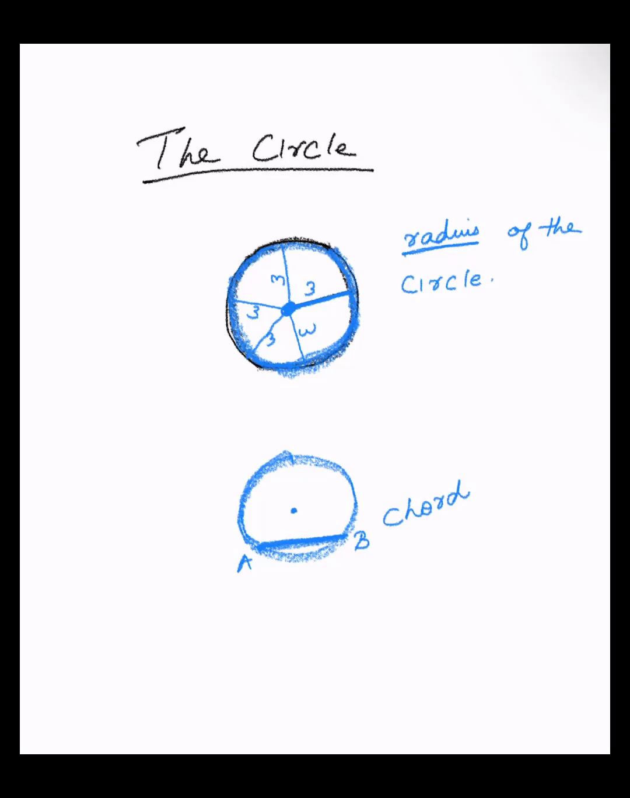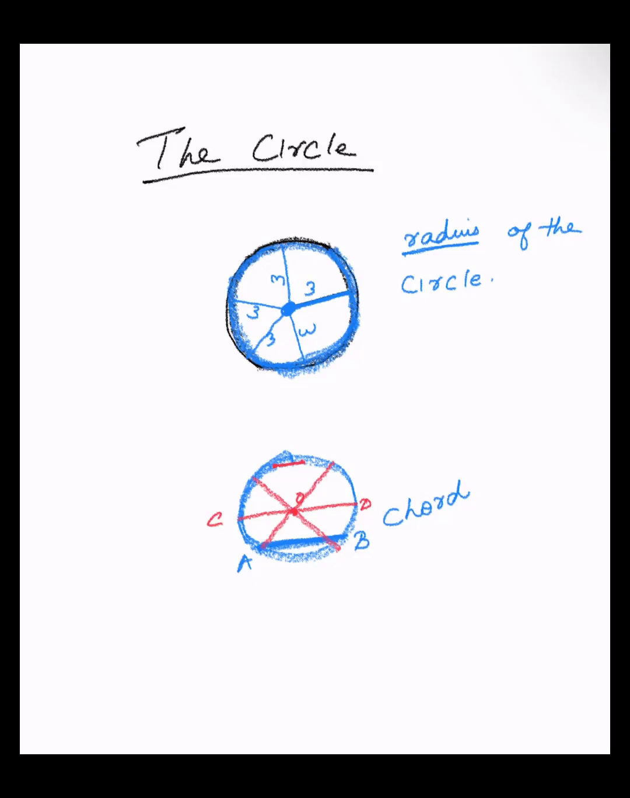Similarly, you can draw two points, one here and another here. When you draw this, this is also a chord. Which will be the longest chord? In the middle. So the one which passes through the center of the circle is going to be the longest chord of a circle. Any chord that passes through the center is the longest chord.